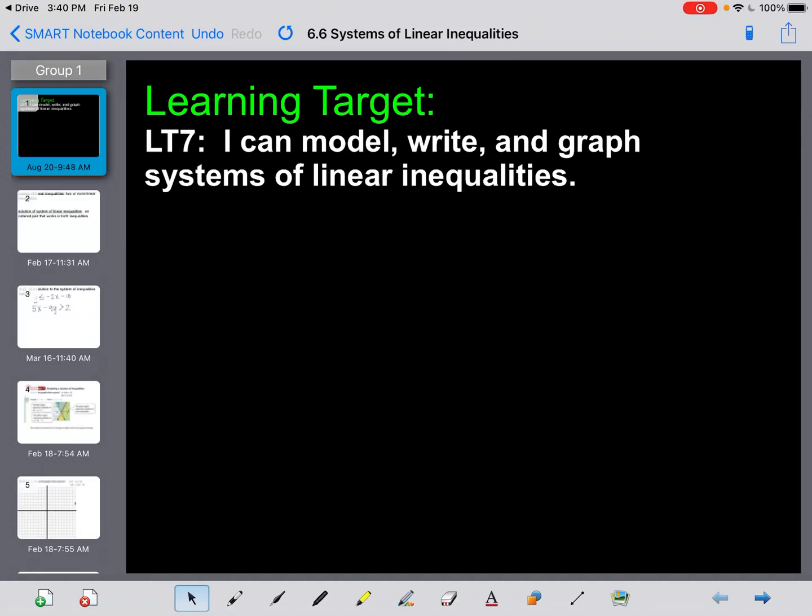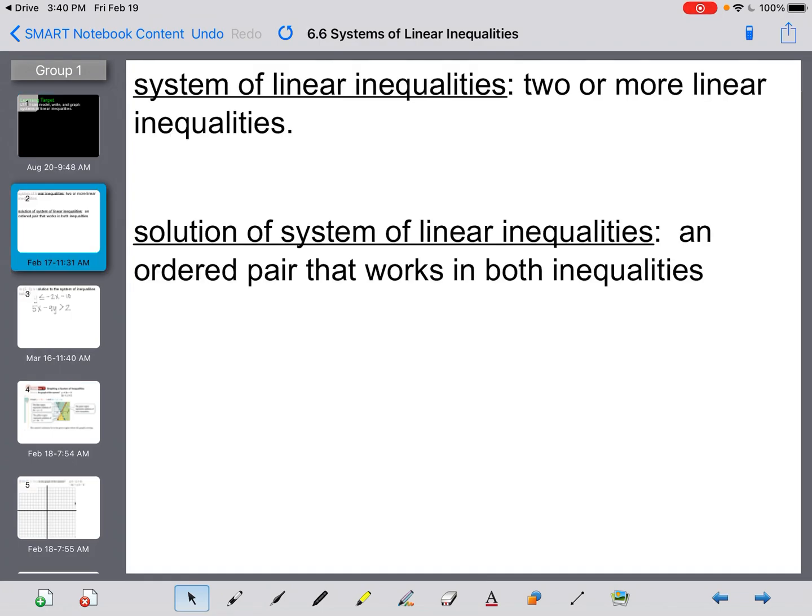Chapter 6.6, Systems of Linear Inequalities. Part 1. We want you to be able to model, write, and graph systems of linear inequalities. Remember that inequalities are the greater than or less than symbols.